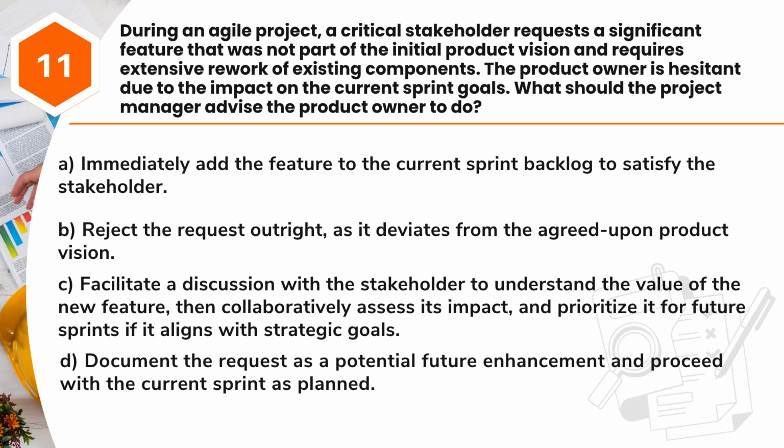A. Immediately add the feature to the current sprint backlog to satisfy the stakeholder. B. Reject the request outright, as it deviates from the agreed-upon product vision. C. Facilitate a discussion with the stakeholder to understand the value of the new feature, then collaboratively assess its impact, and prioritize it for future sprints if it aligns with strategic goals. D. Document the request as a potential future enhancement and proceed with the current sprint as planned.